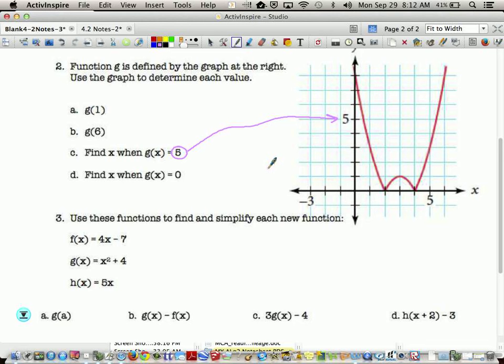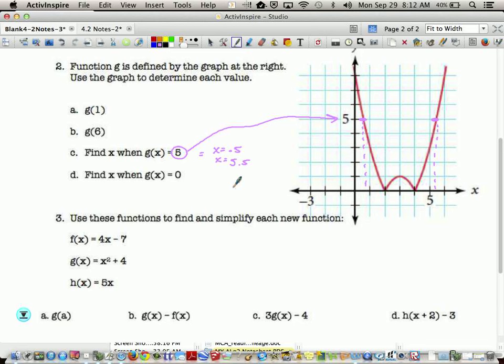Now when you look at this, what's happening? We have a couple of values, right? This particular function has a few times when it's giving us an output of 5. So the first one you might say is maybe 0.5, and what's the other one? 5.5. That's fine by me. So there were 2 inputs that would give us the same output.